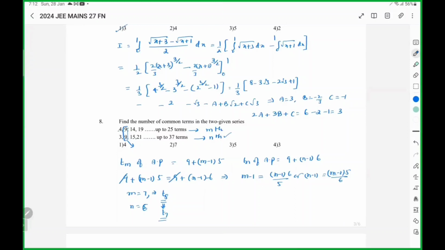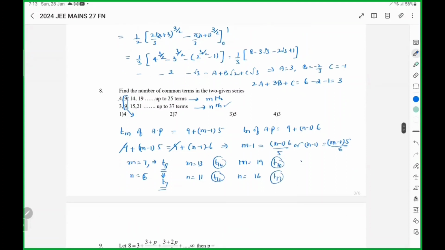Again, a multiple of 6. So 6 to 12, I will take m as 13. N will be 10, 11, that is what you get. That means the 14th term of this and the 12th term of the second series coincide. Here it is 6, 3 is 18. That is, I will take one excess, 19. So n will be 15 plus 1, 16. That means the 20th term of this is coinciding with the 17th term of the second series.